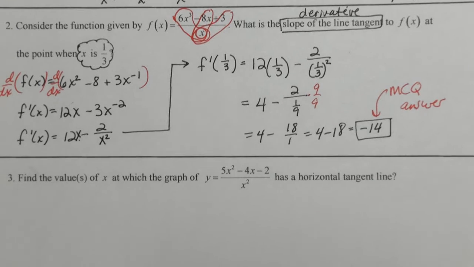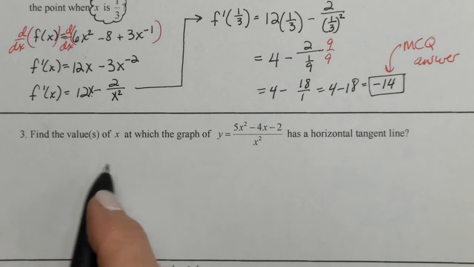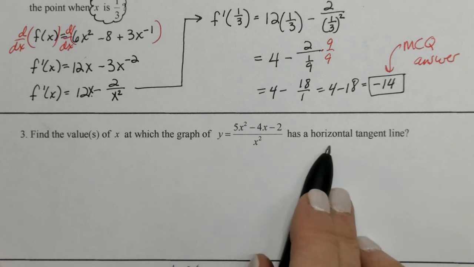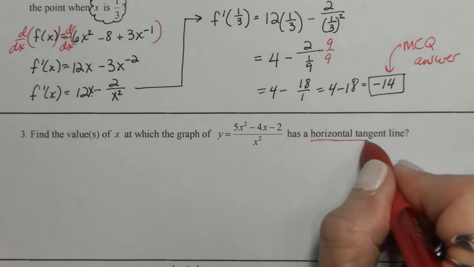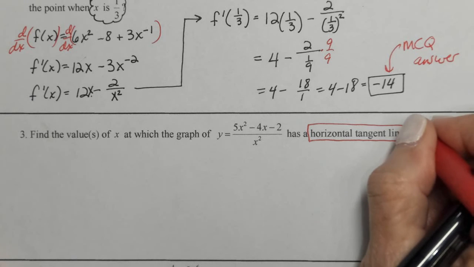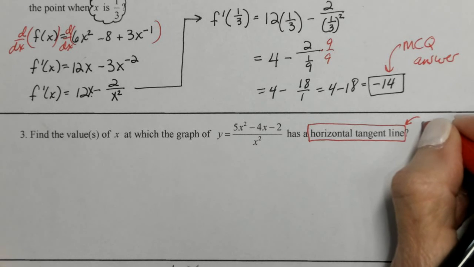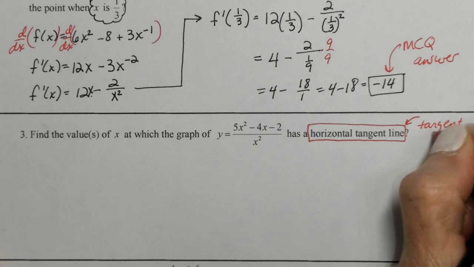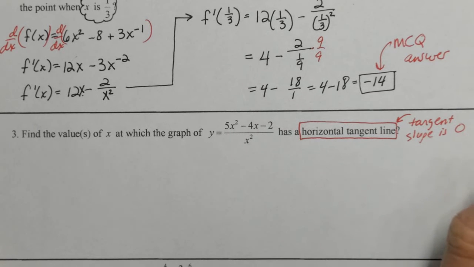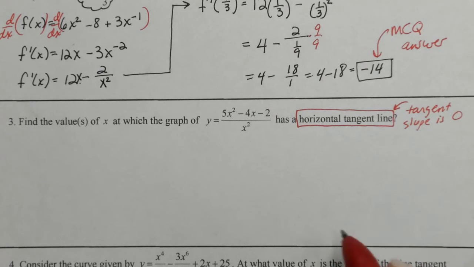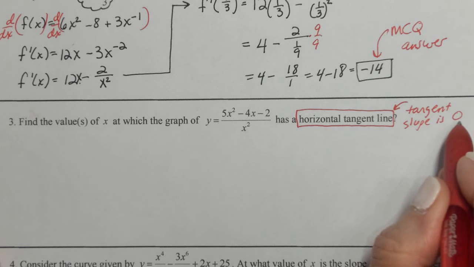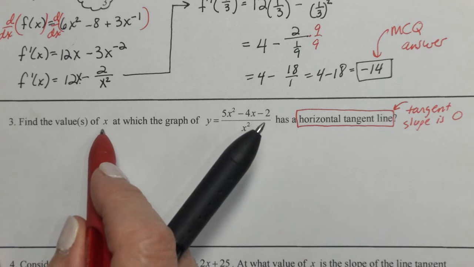Alrighty. Number 3 here. Find the value or values of x at which the graph of y has a horizontal tangent line. Okay, a horizontal tangent line is a tangent line with a slope of 0. Tangent line slope is 0. Okay, so we can find the derivative, that will be the slope of the tangent line, and set it equal to 0. Solve for x to answer this question.